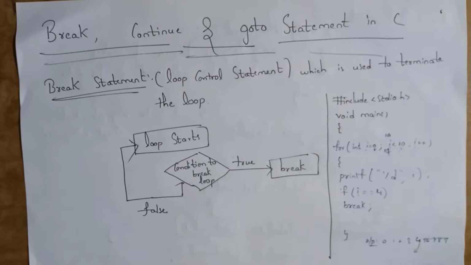Next topic is break, continue, and goto statements in C. At first I will explain what a break statement is. This break statement is a loop control statement. That means if you want to break any loop, you need to use this break statement. I will give an example so that you can clearly understand what this break statement is.